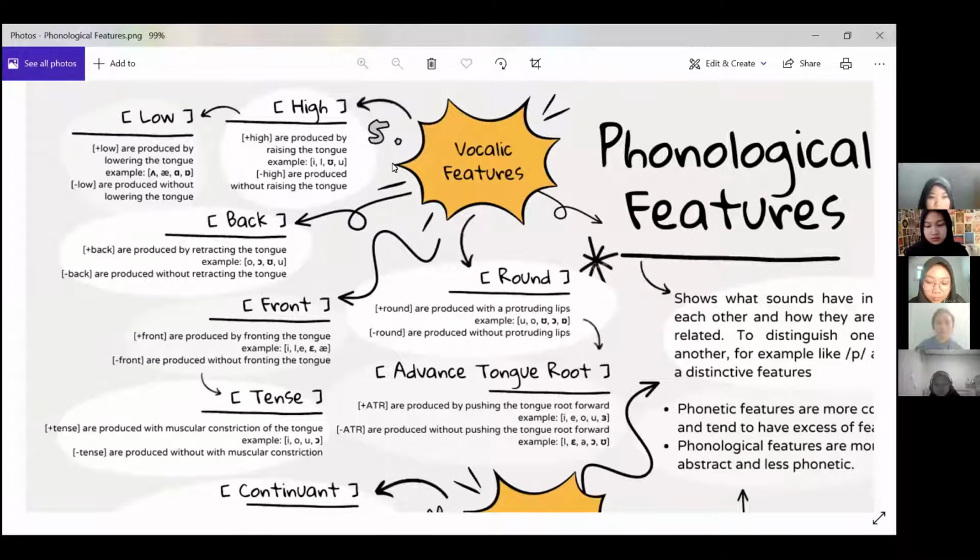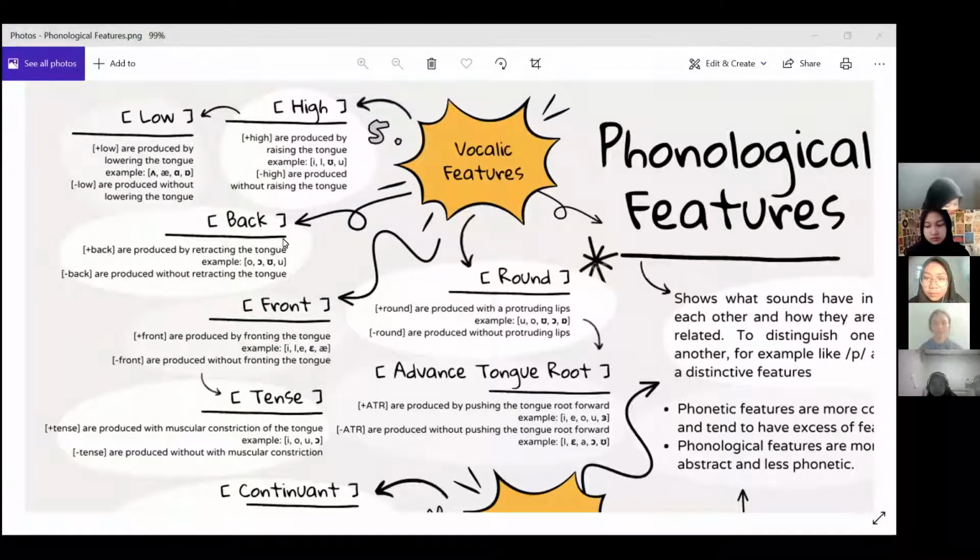Okay, and then we have low vocalic features. This feature is to distinguish low sounds from other sounds. Positive low sounds are produced by lowering the body of the tongue below the level that it occupies in the neutral position. For example, a as in the word as. And then we have negative low sounds, which are produced without such a lowering of the tongue body. And the next material will be explained by my friend.